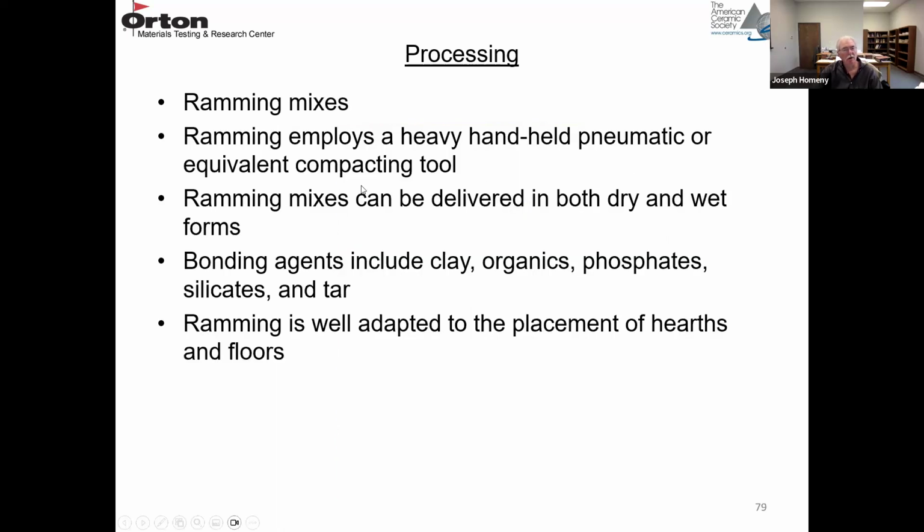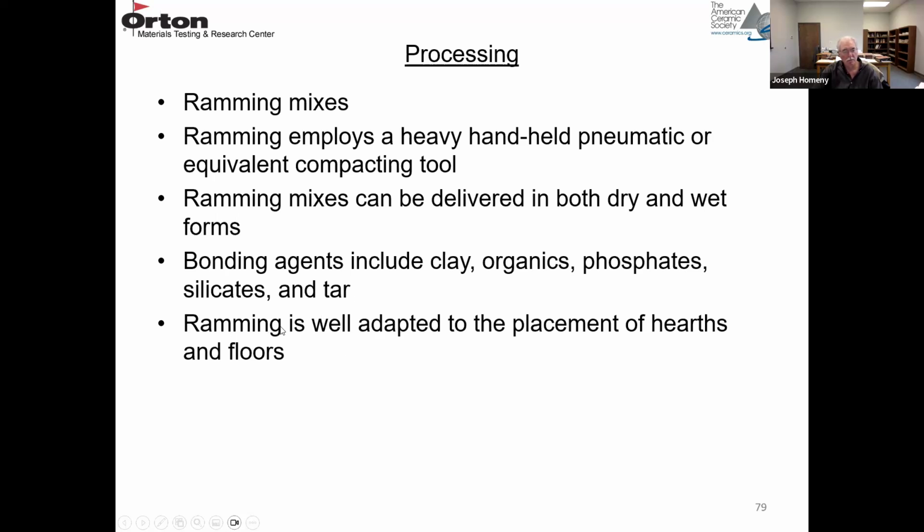The ramming mixes are also densified by using a compacting tool, a pneumatic compacting tool. But the ramming mixes are usually dry or maybe slightly wet. So they're loose powders. They're not in these plastic masses. The binding agents can be clay, maybe an organic resin or phosphate, silicates, or even a tar or pitch.